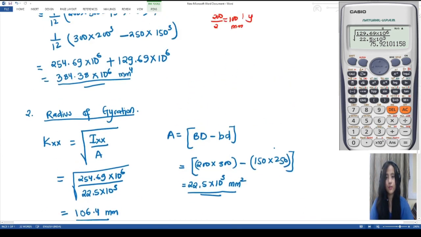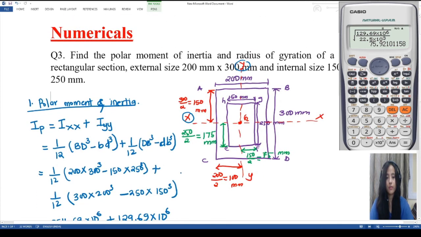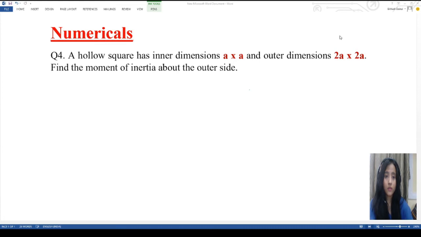So this is the end of the question for third numerical. I hope it's clear. Let's solve the last numerical for today. A hollow square has inner dimension a into a and outer dimension 2a into a. Find the moment of inertia about the outer side. So this time it's a hollow and it's a square. So let us draw the square, hollow square.